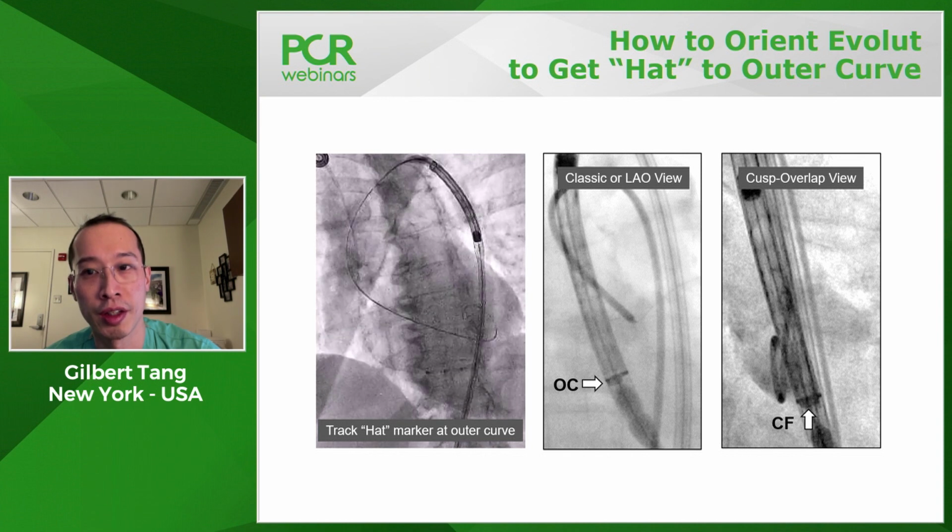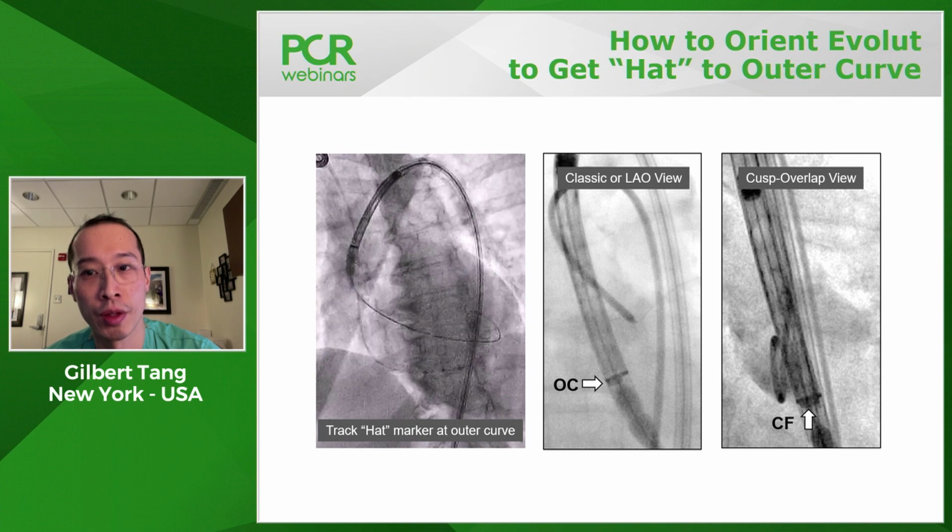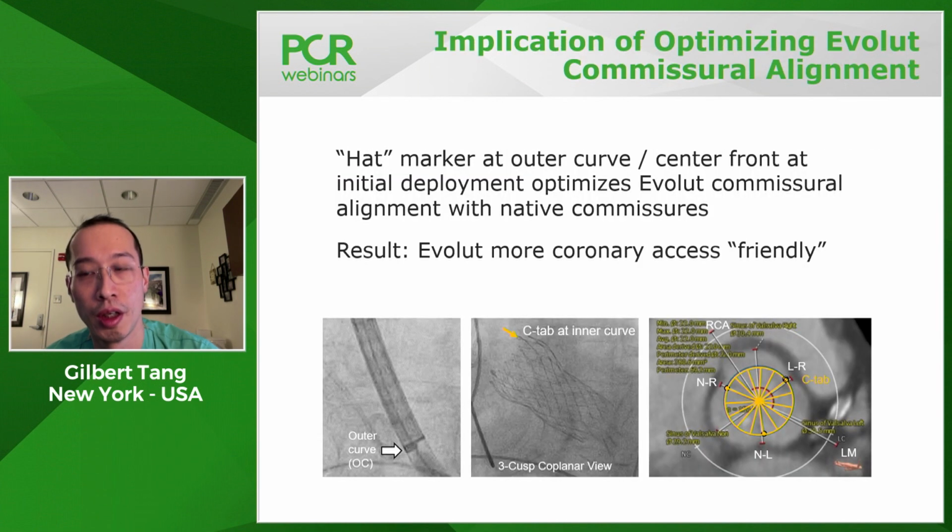You can see it here in this video that you track. And essentially, you should be able to track the head marker to the outer curve in the LAO classic projection or Cusp Overlap view, meaning facing you directly. So if you do that, you essentially land the CTAP the majority of the time at the inner curve and get good commissure alignment.